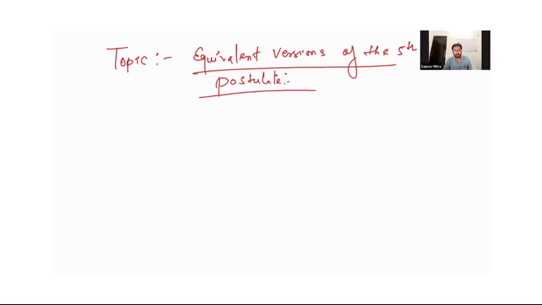Today's topic for the session is equivalent versions of the fifth postulate from your chapter Euclidean geometry. So first of all, we should understand what your fifth postulate is. The fifth postulate means, if we have two straight lines and a straight line falls on these two straight lines, okay.